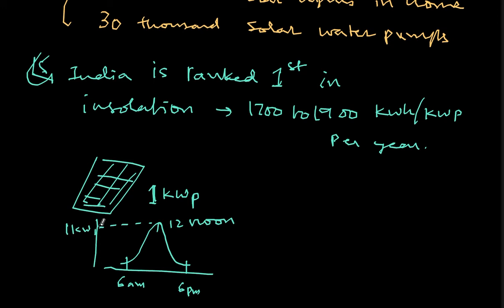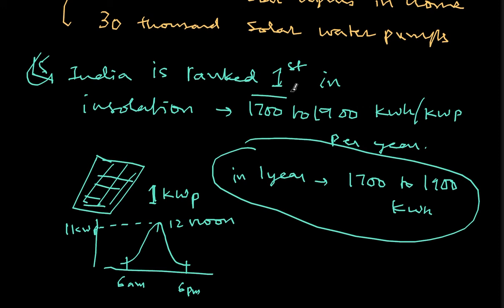So if I install such a solar panel, in 1 year it will generate about 1700 to 1900 kilowatt hours of power. This figure is actually the world number one rank. In some other countries, the same panel may generate only about 1200 kilowatt hours. This is due to less sun. So India in that sense is blessed with a lot of solar power.